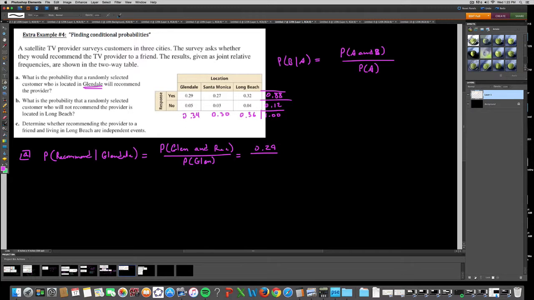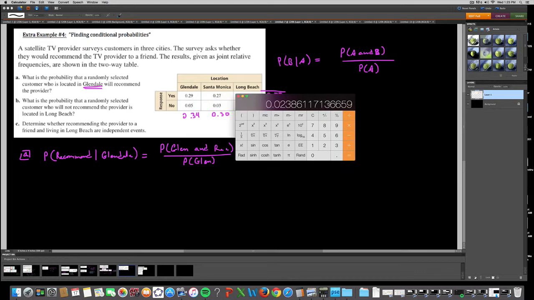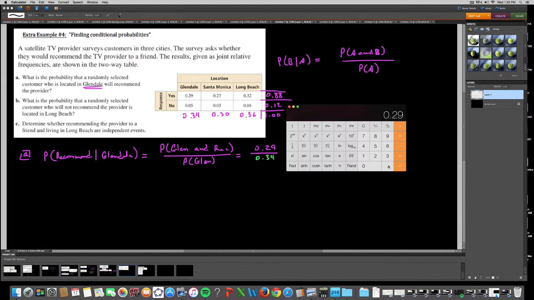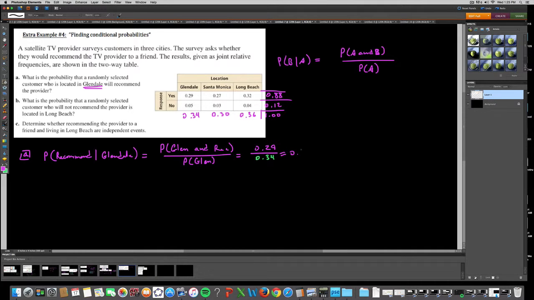So the probability that they live in Glendale at all is this marginal relative frequency right here, 0.34. Sorry about the green marker there. We're going to take our 0.29 divided by 0.34, and we get approximately 0.8529, which is about an 85.29% chance. To interpret this, all we were saying is, of the people who live in Glendale, what percentage of them would recommend it? Looking at just Glendale, overall the majority preferred it and said yes, they would recommend it.